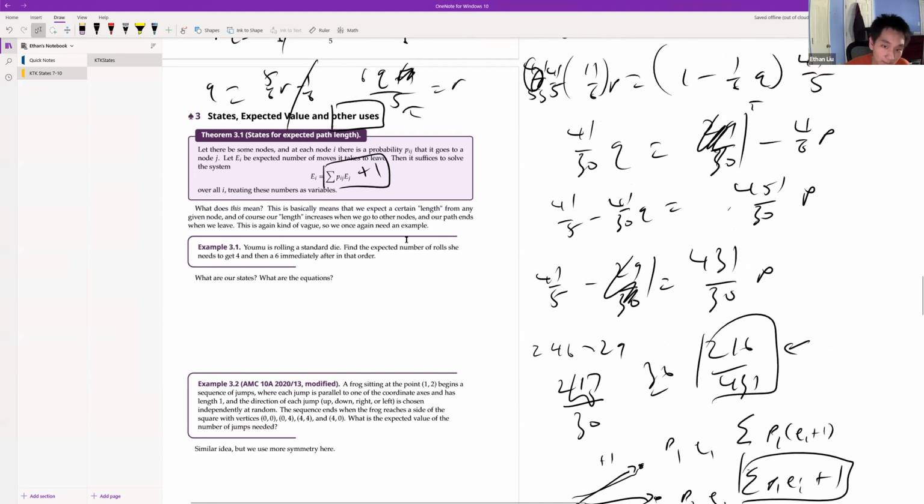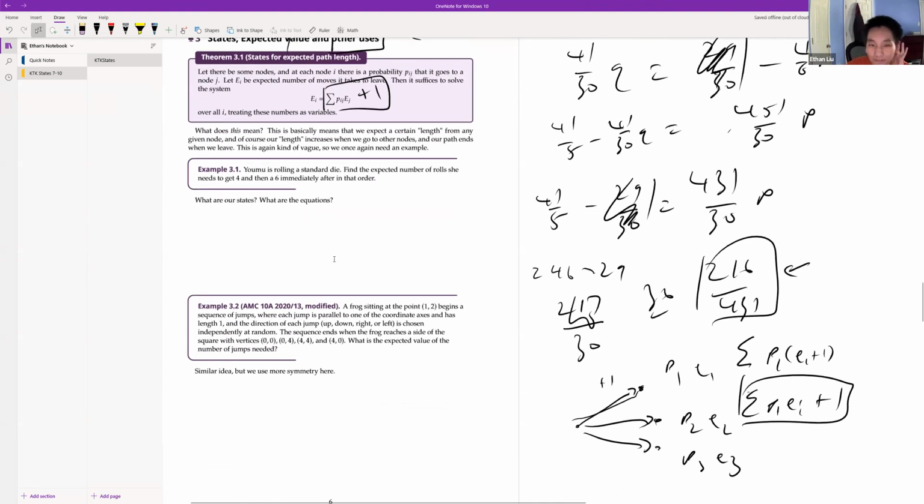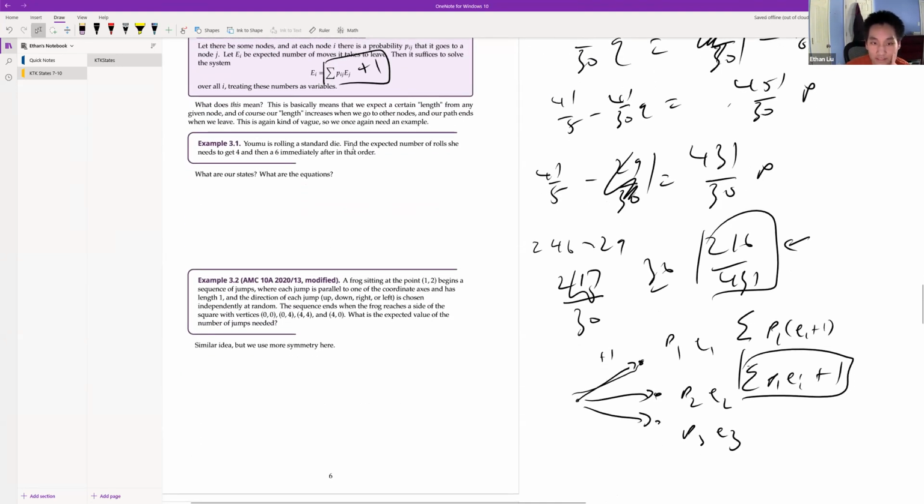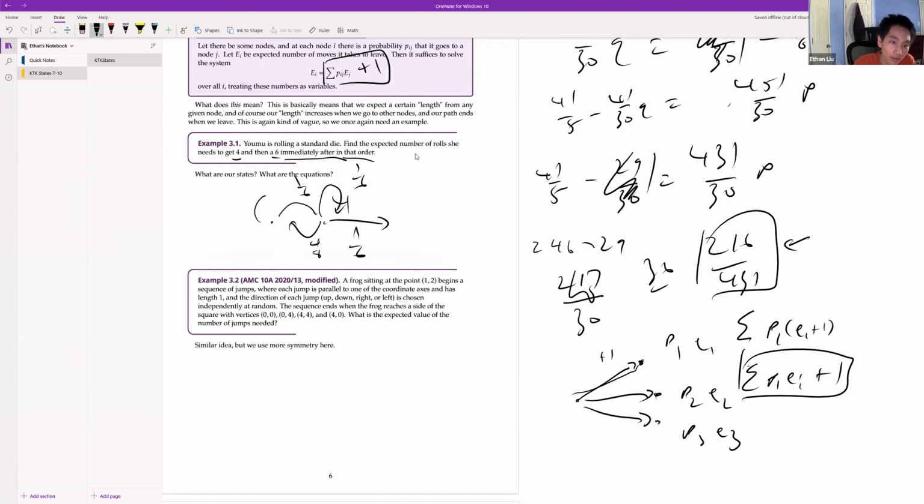And so we expect a certain, I'll give another example here. Yomu is rolling a standard die. Find the expected number of rolls she needs to get a 4 and then a 6 immediately after, in that order. And so our states are this. Our states are really bad, like nothing, there's 4, and there's win. You have a 1/6 probability of moving on, and you have a 4/6 probability of going back. Here you have a 1/6 probability of going, and a 5/6 probability of staying.